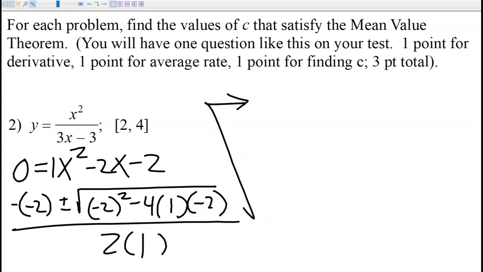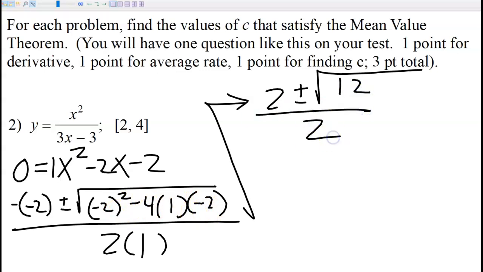Simplifying this, we end up with 2 plus or minus the square root of, this is going to be 4, and then negative 4 times negative 2 times 1 is going to be 8. So 4 plus 8 is going to be 12 for 2. And we want to simplify our 12 here.